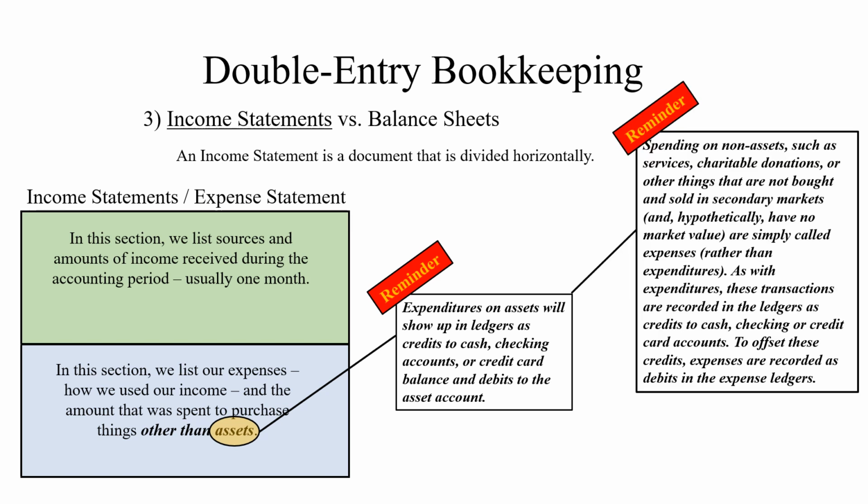Spending on non-assets, such as services, charitable donations, or other things that are not bought and sold in secondary markets and hypothetically have no market value, are simply called expenses rather than expenditures. As with expenditures, these transactions are recorded in the ledgers as credits to cash, checking, or credit card accounts, and to offset these credits, expenses are recorded as debits in the expense ledgers.